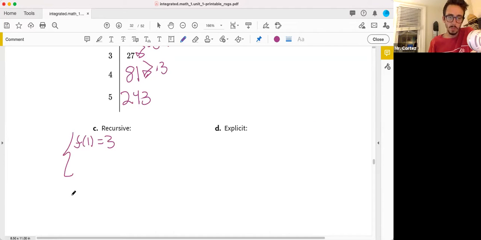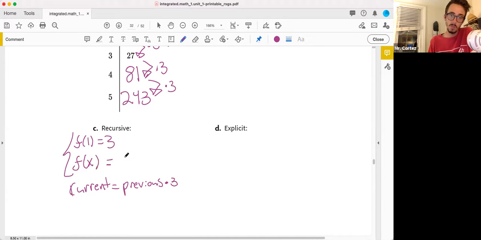And as this continues, I'll do the wording. So if we're talking about the current term, this is really just the previous times what? What do you think? It's really just times 3, okay? So using the function notation, you could say that f of x equals f of x minus 1 times 3. Previously, we were just using the words to talk about recursive equations. It's still nice. It's still lovely. It's a wonderful way to help you get started making these recursive equations happen.